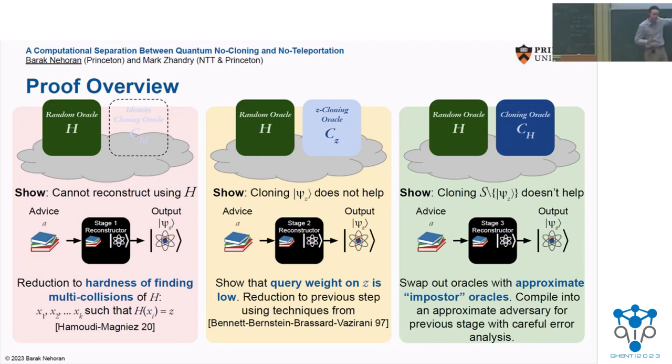And this is the most technically challenging part of the proof. But roughly speaking, what we do is we show that if you can reconstruct using this full cloning oracle, then you can also do this with the limited one by simulating a freshly sampled cloning oracle. It's not a perfect simulation, but it gets close enough that you can still reconstruct using just this limited oracle.